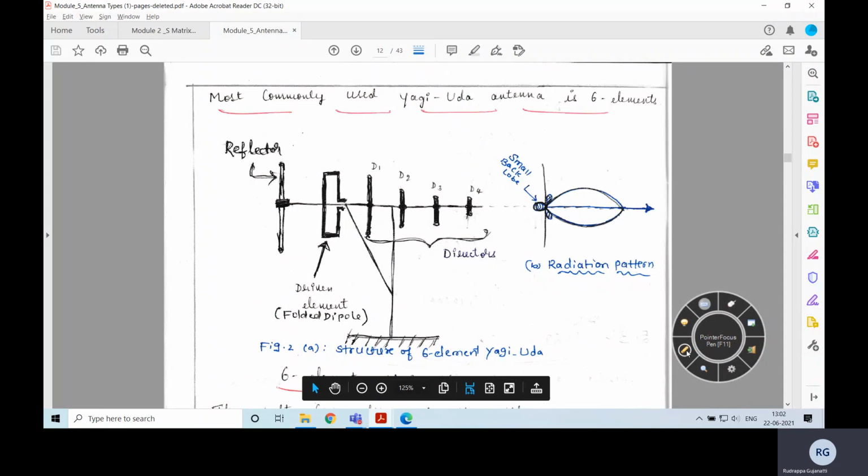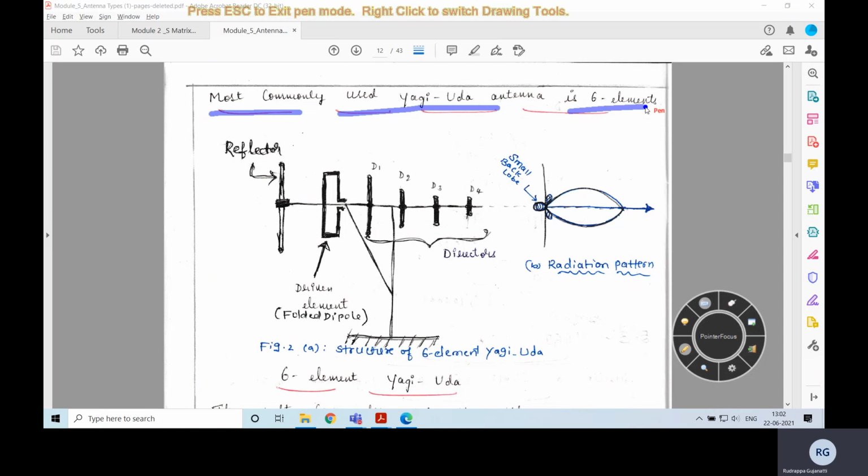Now, what about the most commonly used Yagi antenna? In this, we have a total of 6 elements. In the 6 elements, we have one reflector, one driven element, and a total of 4 directors.